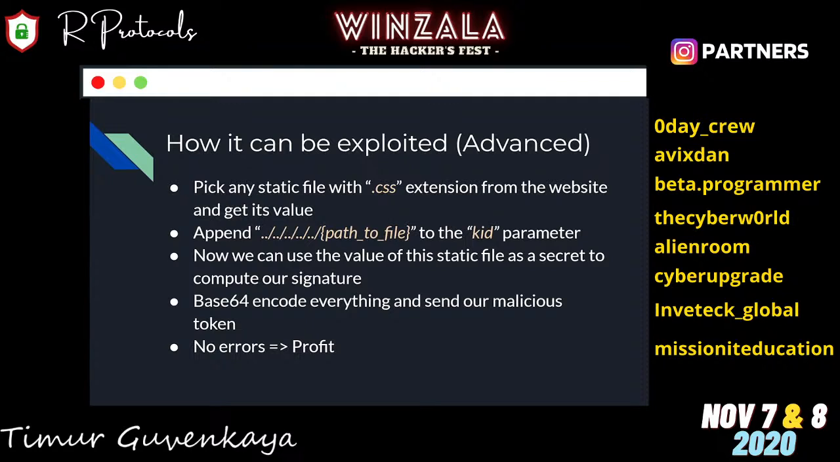So what we can do is pick any static file from the website, let's say a .css file, and get its value. Let's append the path to that CSS file to the key ID parameter through directory traversal. Now we can use the value of this static file as a secret to compute our signature. Let's encode everything, send over the malicious token, no errors, and profit.